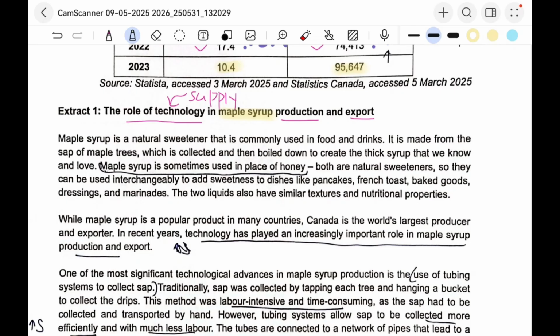Okay, so here they talk about maple syrup is a natural sweetener that is commonly used in food and drinks. Case study, they tend to tell you some context of the product, so you know how it relates to the market and stuff. Because some product you don't really see in your notes, but you need to know how to apply. Okay, so they say the maple syrup is made from the maple tree sap, which is collected and then boiled down to create the thick syrup that we know and love. Okay, so this is from the saps of maple tree.